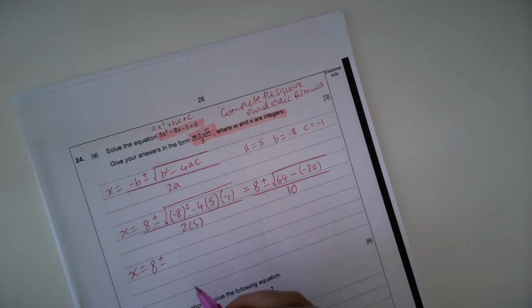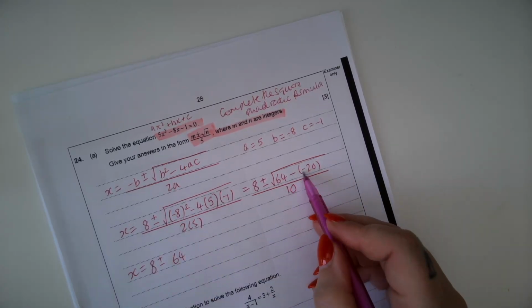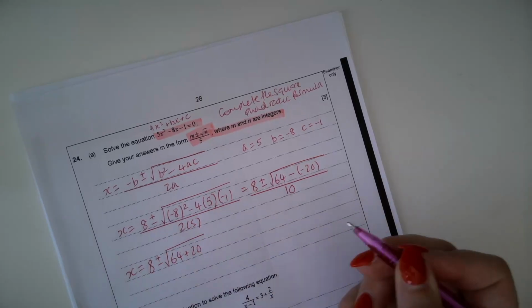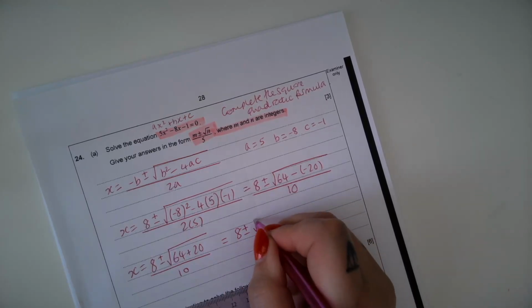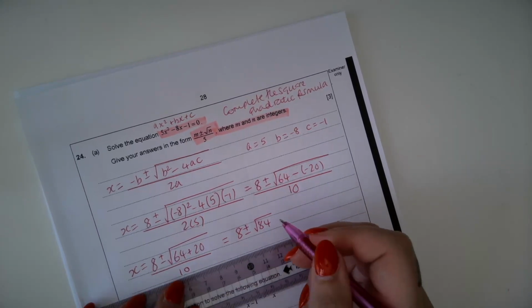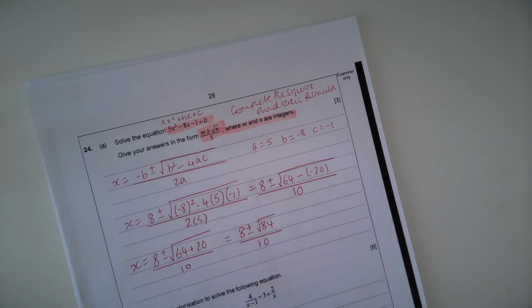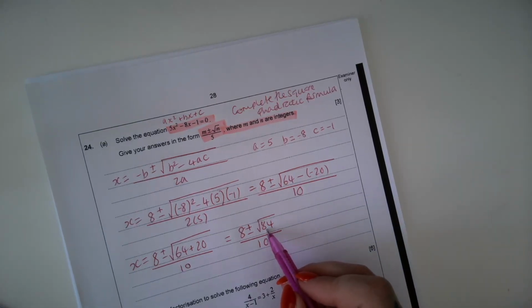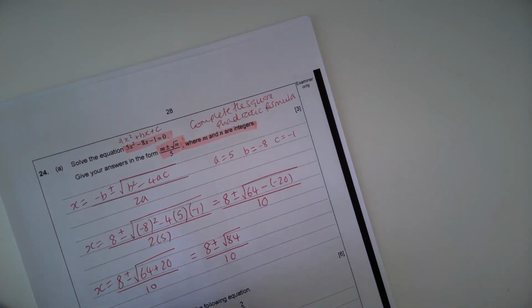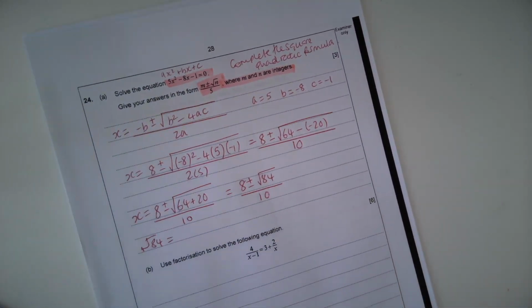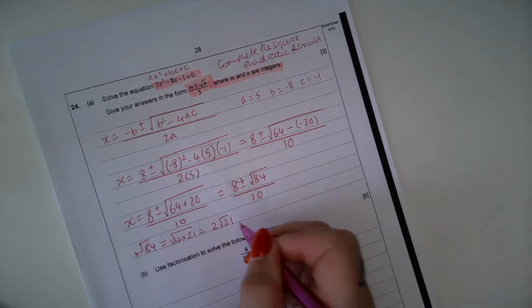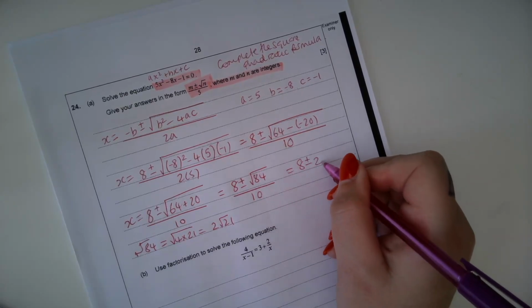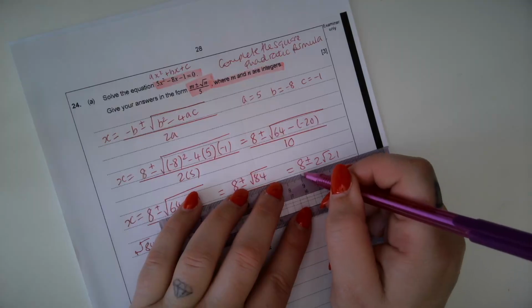So we're going to simplify even further. So we've got 8 plus or minus the square root of 64 minus minus 20, so that becomes plus 20, over 10. Which becomes 8 plus or minus the square root of 64 plus 20, which is 84, over 10. Now, I want to simplify this as much as possible. Now, I know that I can simplify the square root of 84. So, root 84, that's the worst square root sign I've ever written, I do apologise, is the same as 4 times 21, which is 2 root 21. So we have 8 plus or minus 2 root 21 all over 10.